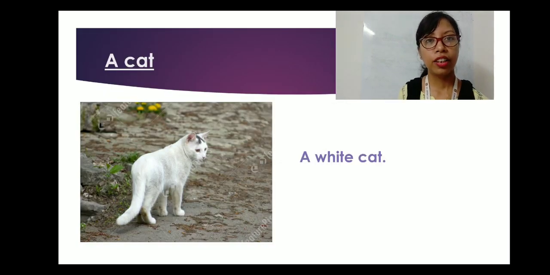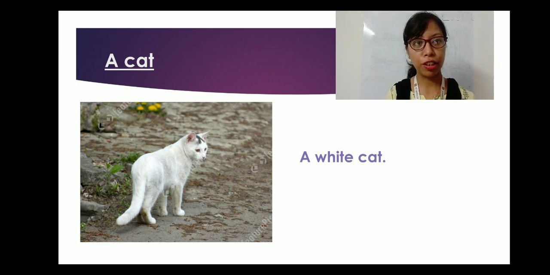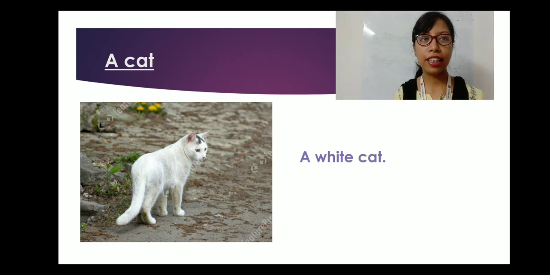A cat. We all know about a cat, right? So this is a cat on your screen. Now if I ask you what kind of cat it is, a white cat, right? I'm asking the WH questions. What kind of cat? A white cat. So here I have added the word white. As soon as I added white, the sentence has three words. Before it was having only two words.